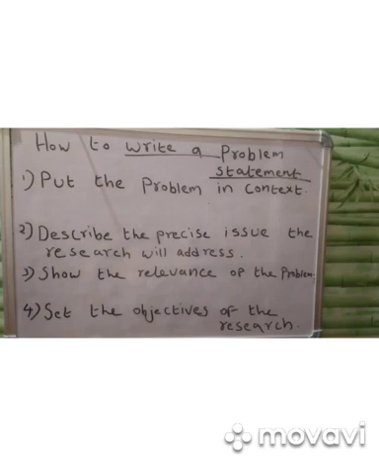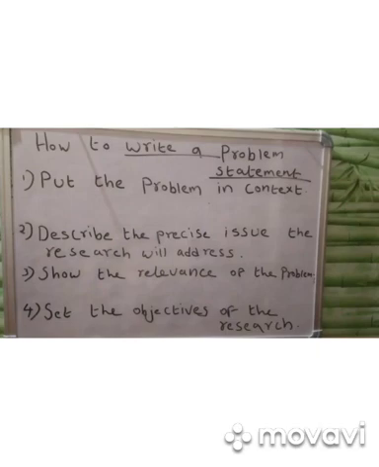There are mainly 4 steps for writing a research problem. First one is put the problem in context. That is what we already know we should write. And second one is describe the precise issues that the research will address. That is what do we need to know. That is what we are trying to find out.